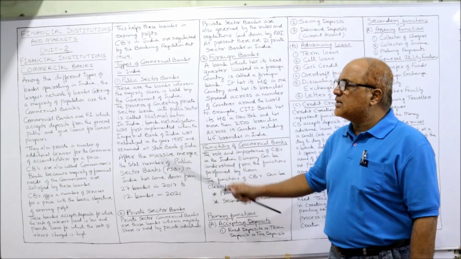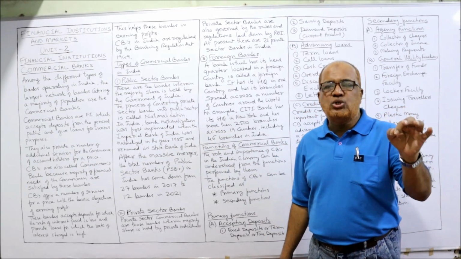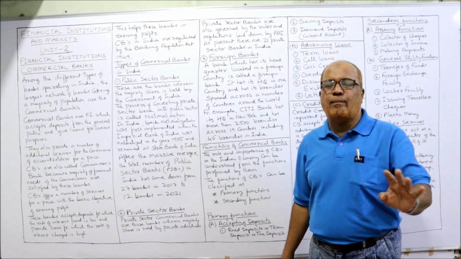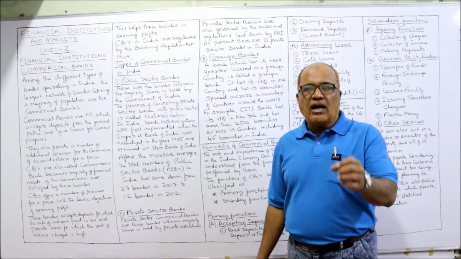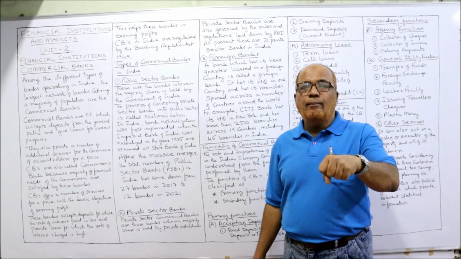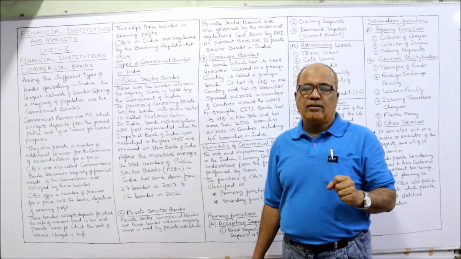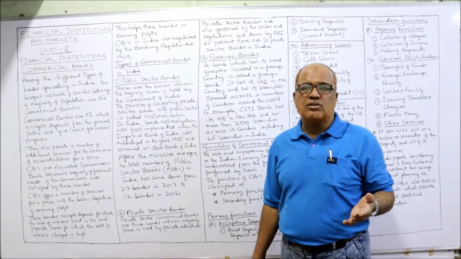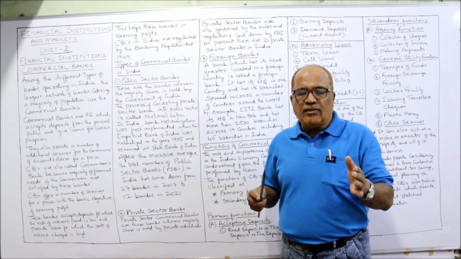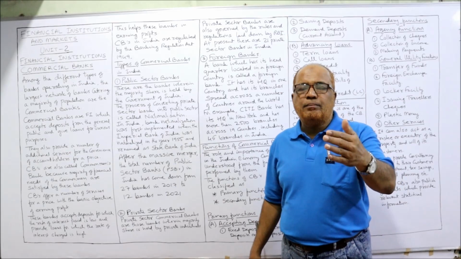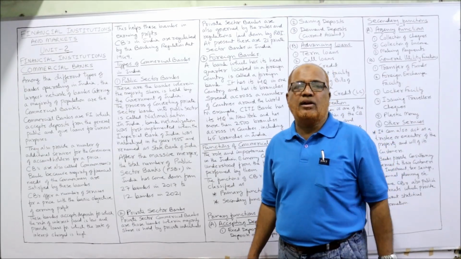First of all, public sector banks. These are banks where the majority of the shares of the bank are held by the government. The government holds the majority of the share capital of the bank, normally more than 50%. For example, XYZ is a commercial bank. In this bank, more than 50% of the share capital of XYZ bank is held by the government.